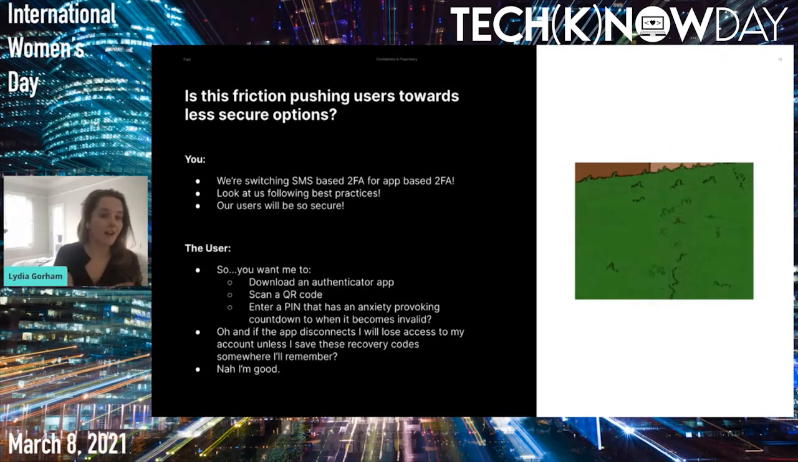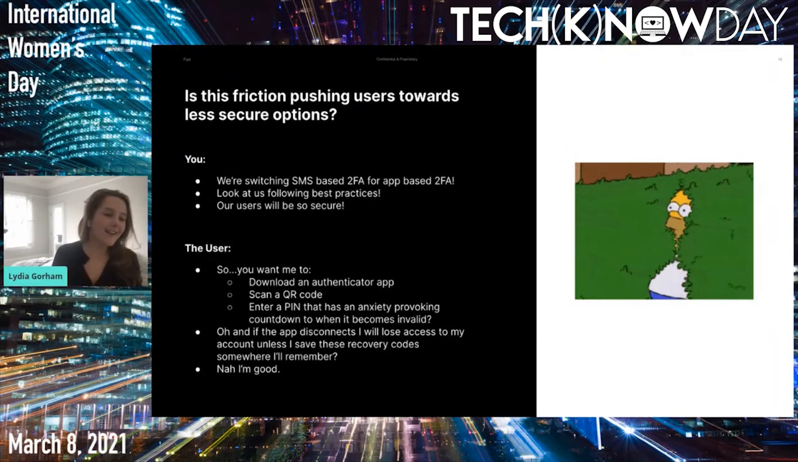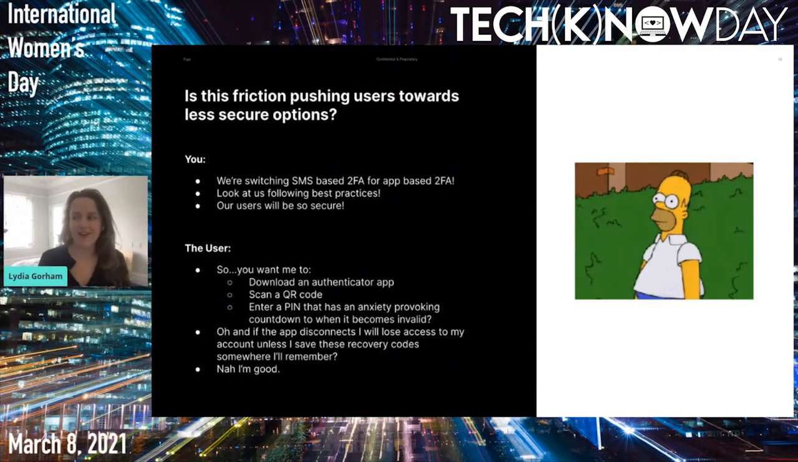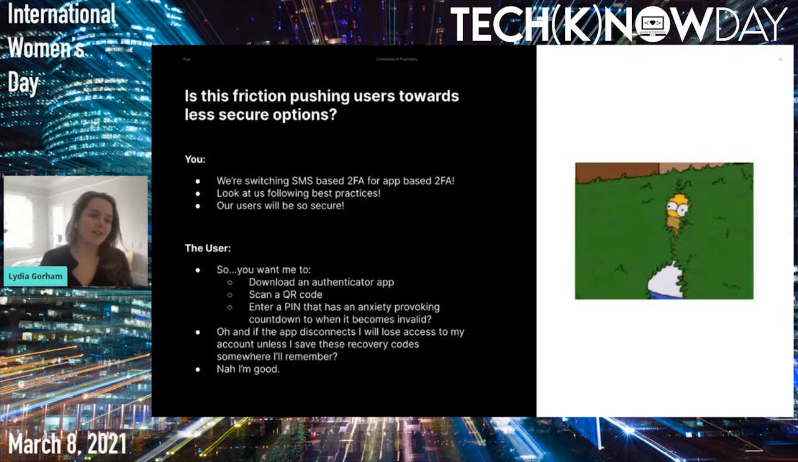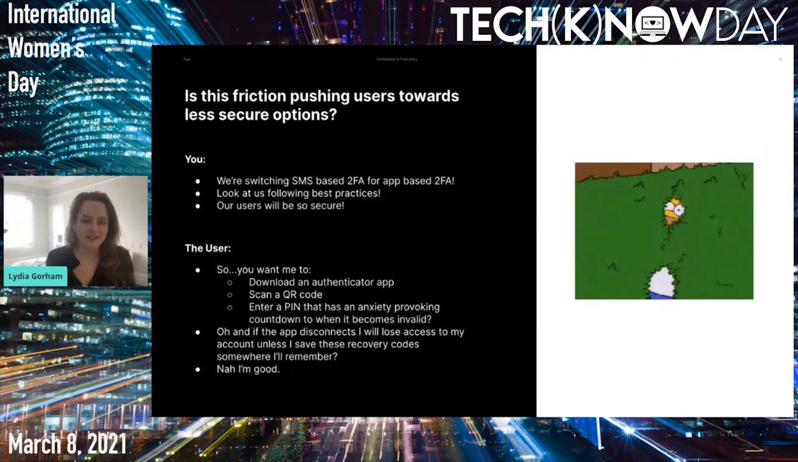Fun fact, I was locked out of my GitHub for 6 months because of this. And if you're making this your only option, users are less likely to have two-factor authentication at all than if you had the slightly less secure, but still something, method of SMS-based.